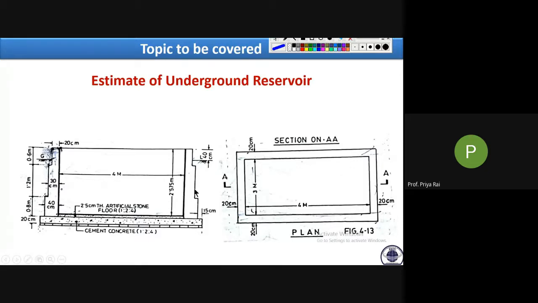Now for volume estimation, what dimensions are required? Anyone? If we need to calculate a volume, which dimensions are required? Or if we need to calculate the area, which dimensions are required? For calculating volume, we must have three data, right? Volume equals length into breadth into height or depth.